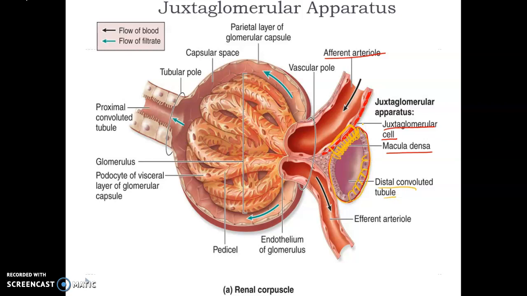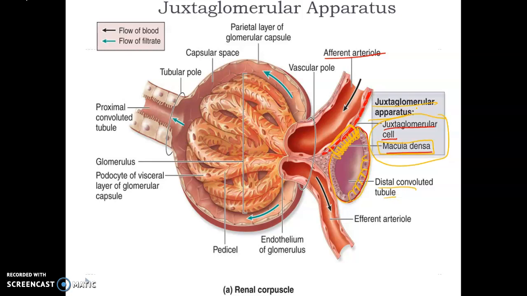And these taller cells that are found at the junction of the afferent arteriole and the distal convoluted tubule are called macula densa cells. They are not cuboidal, they are columnar in shape. Together, the juxtaglomerular cells, which are the red ones, which are modified smooth muscles surrounding the afferent arteriole, and the macula densa cells together form the juxtaglomerular apparatus.